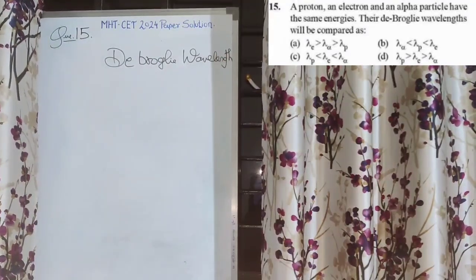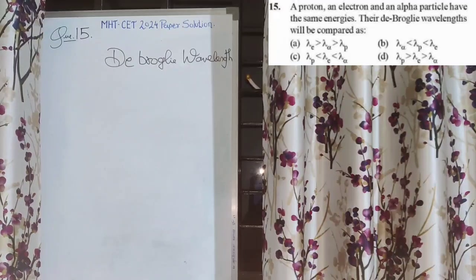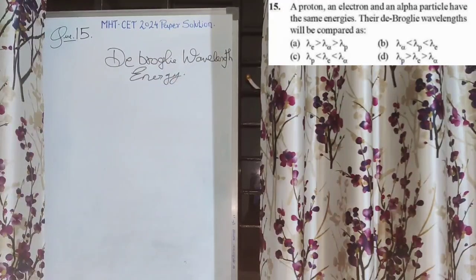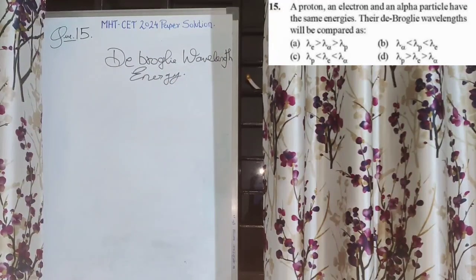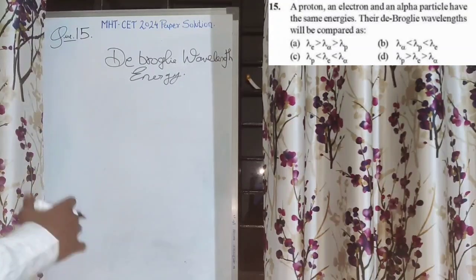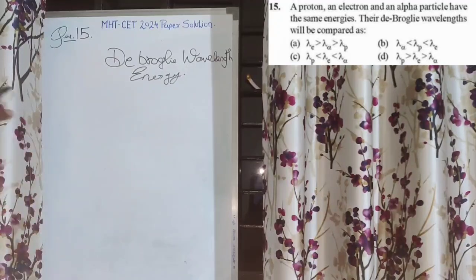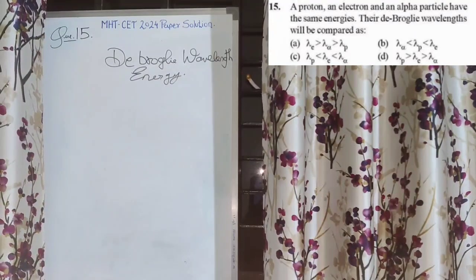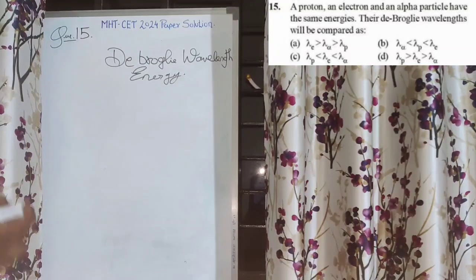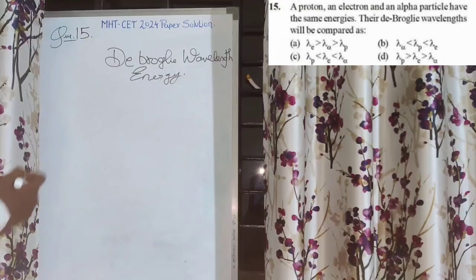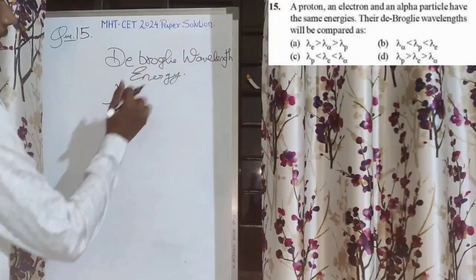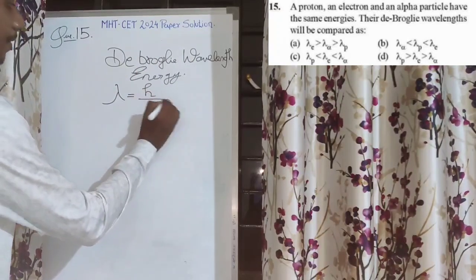It's basically about the de Broglie's wavelength and also about the energy. We have to find the relation between the energy and the de Broglie's wavelength, and we have to compute what will be the order of the de Broglie's wavelength for electron, proton and the alpha particles. So as we know, the relation is given as lambda, the de Broglie's wavelength, is equal to h upon m into v.